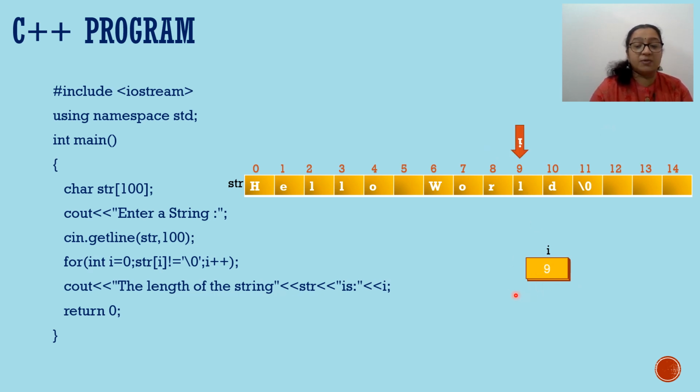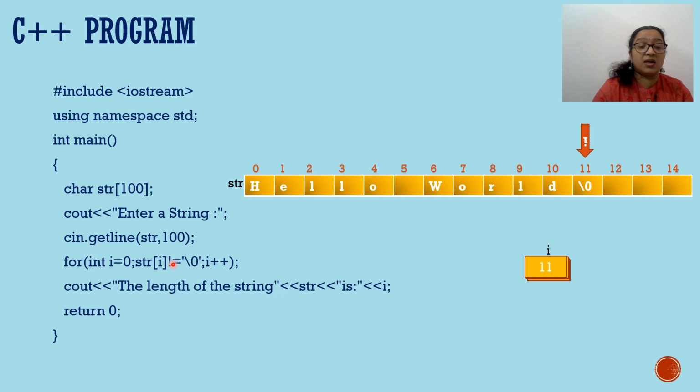Now on the ninth position, I value is 9. Then it moves on to the 10th position. Now the value of I is 10. Then to the 11th position. Now the I value is 11. So now it reaches \0. So that means now the loop will end. Str of I is equal to \0 now. Okay, it is equal to \0 now.